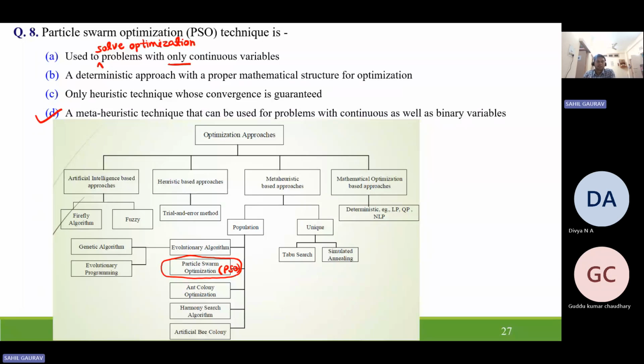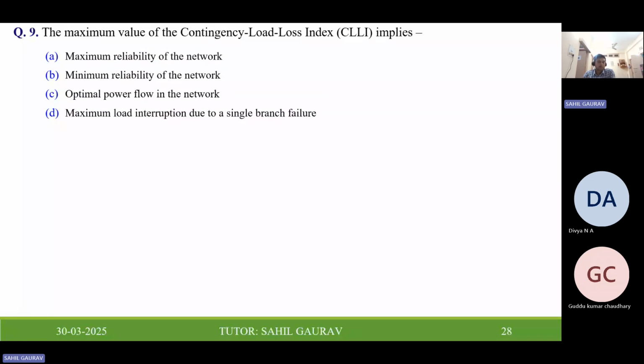Now let us come to the 9th problem. I hope you all will be able to give the right answer. The question is: maximum value of contingency load loss index implies. Option A is maximum reliability of the network, B is minimum reliability of the network, C is optimal power for the network, and D is maximum load interruption due to a single branch failure.